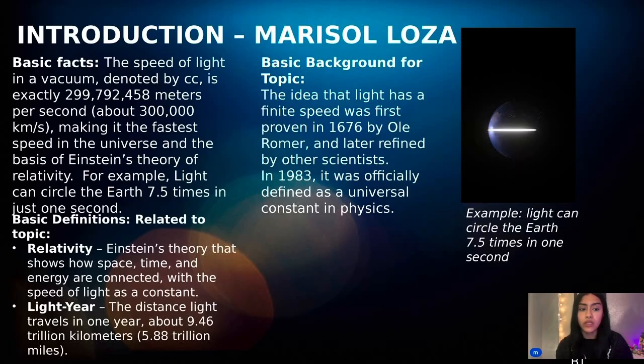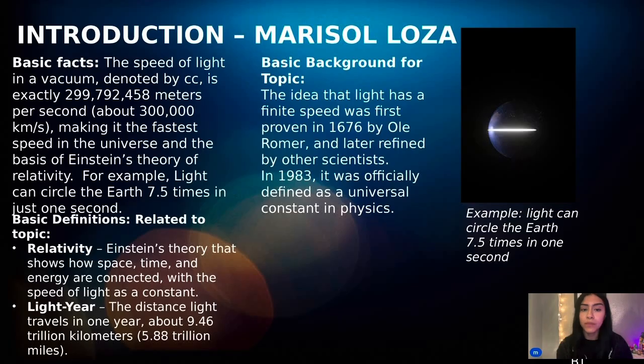Some basic definitions: relativity, Einstein's theory that shows how space and time and energy are connected within the speed of light as a constant. Light year, the distance light travels in 1 year, about 9.46 trillion kilometers or 5.88 trillion miles.